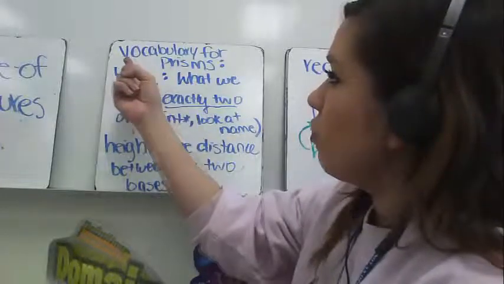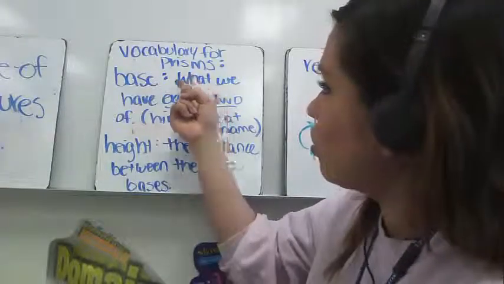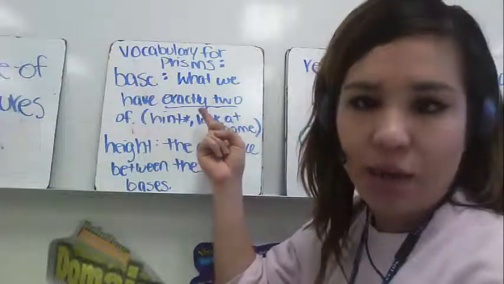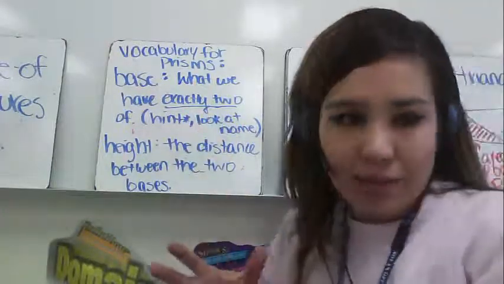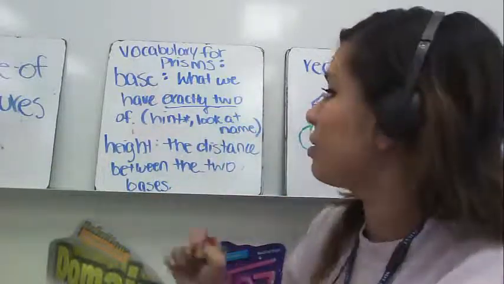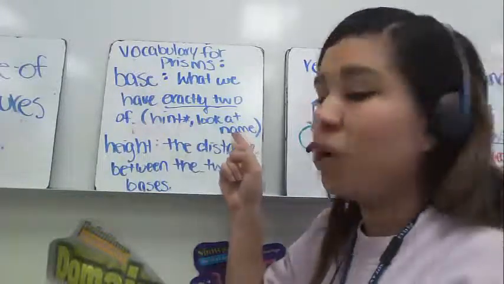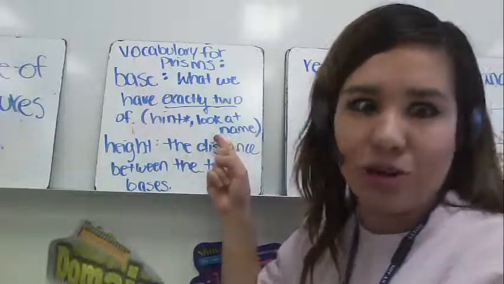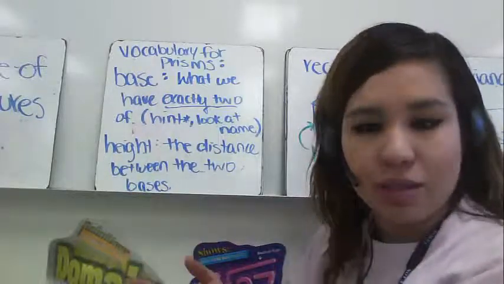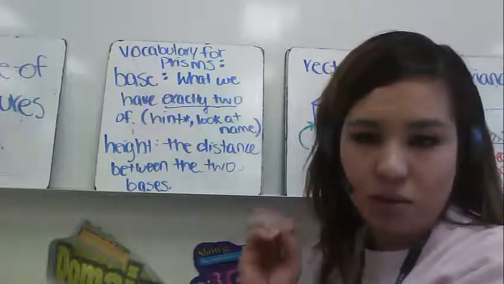The first part that we need to know is what a base is. The base is actually what we have exactly two of. So anytime we have some sort of prism, you need to look at it and see where you find two exact shapes, and those are going to be your bases. You can also use the hint of looking at the name. We name prisms based on their base. So if it's a triangular prism, the triangles are going to be your bases. If it's a rectangular prism, the rectangles are going to be your bases.